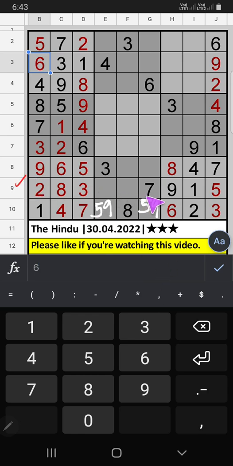Ninth row, two numbers are remaining, 4 and 6. Column E, we have 4. So 4 can't come in this cell, 4 is confirmed here. Then 6 is here. Eighth row, two numbers are remaining, 1 and 2. It will come in any one of the two cells. We will confirm later.